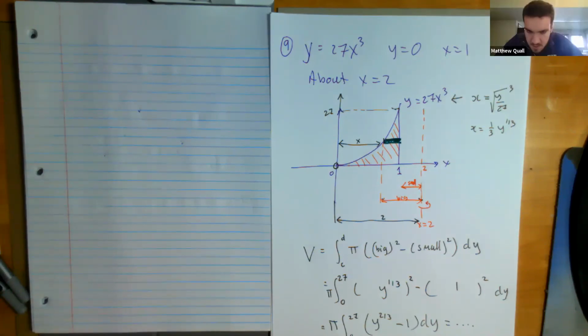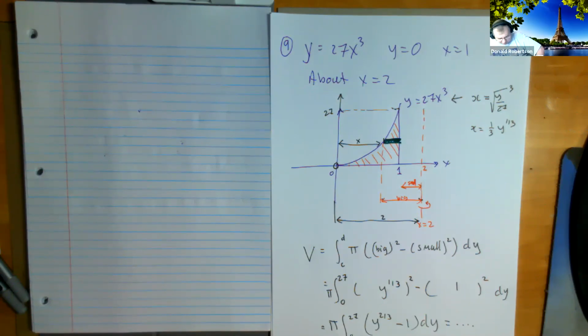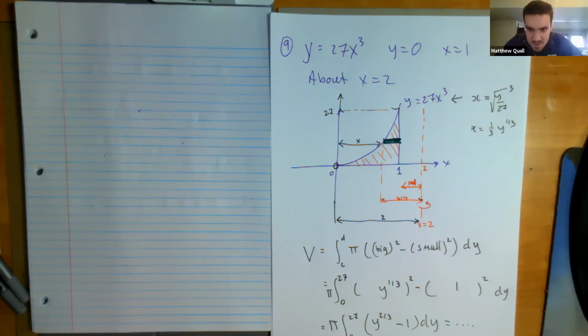Wait, isn't it 2 minus 1/3 y to the 1/3? 2/3 minus 1/3 y. 2/3. Right. Where's the 1/3 y coming from? I'm not sure what you're thinking about here. It's x is equal to... Oh, this 1/3 here.